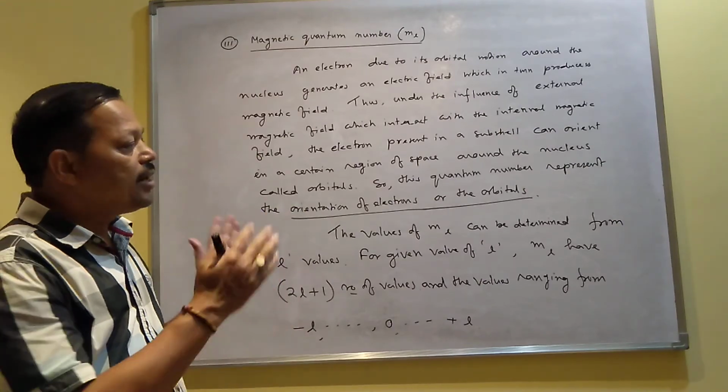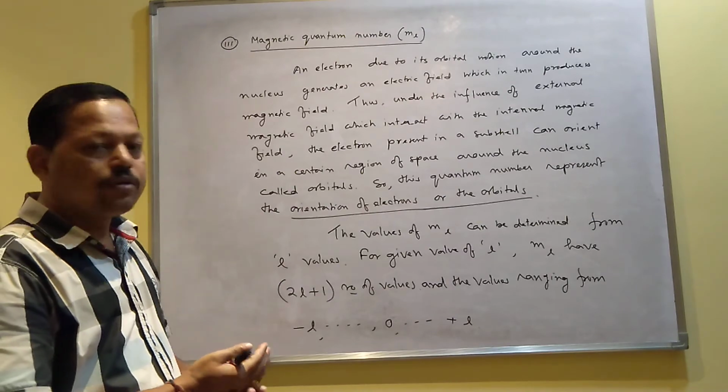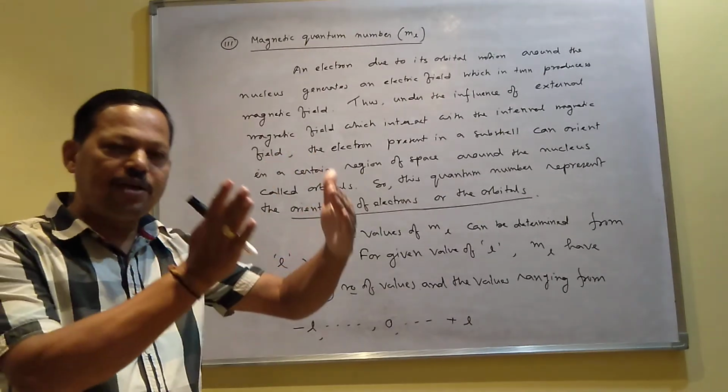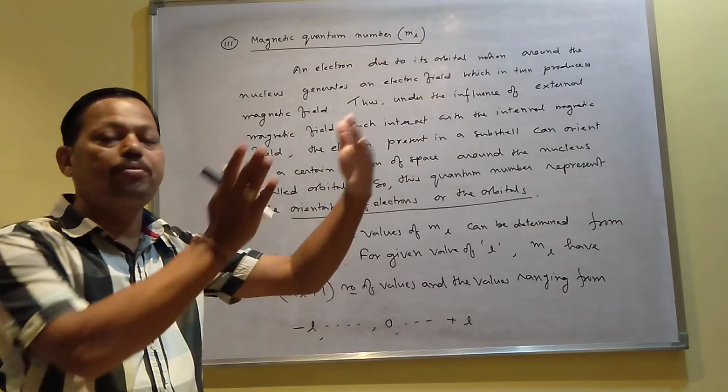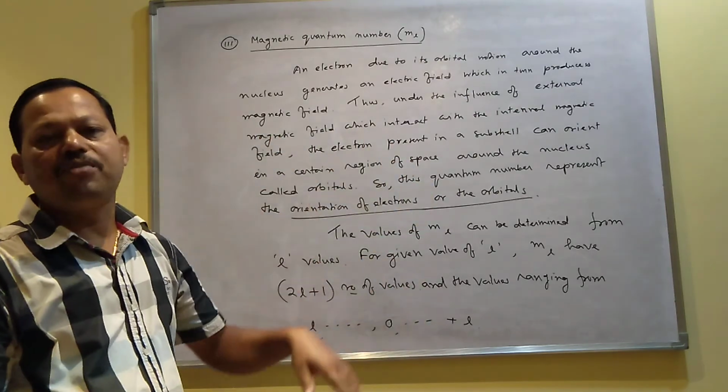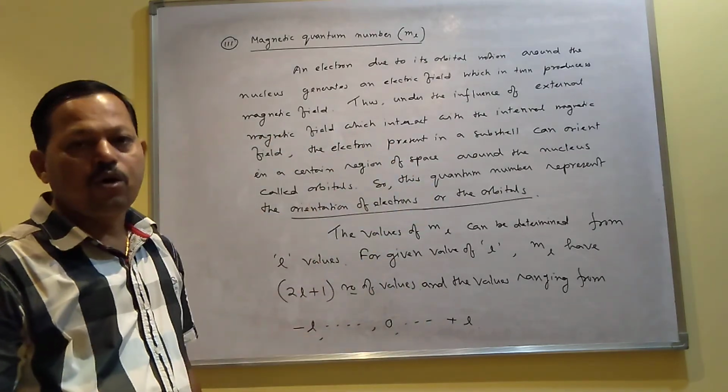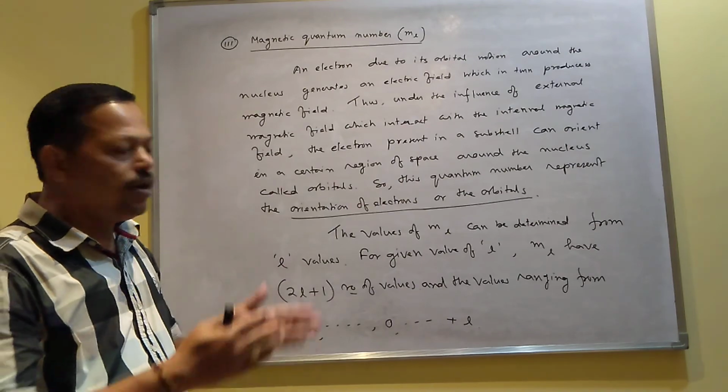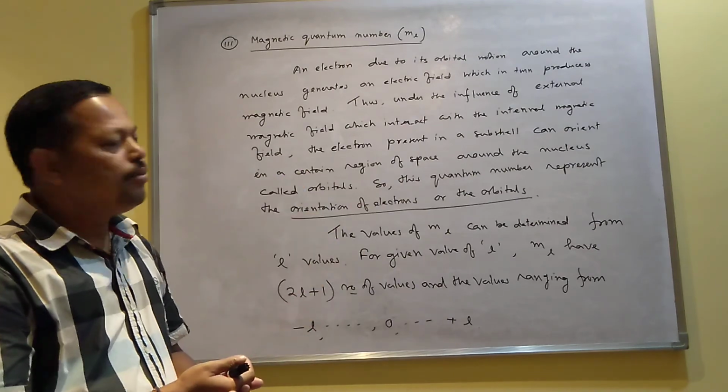Now I'll give you the table: what is the value of n, then what will be the value of L, and if you know L, what will be the value of ml. Like this we will find the different orbitals. In the next video we'll make that table.